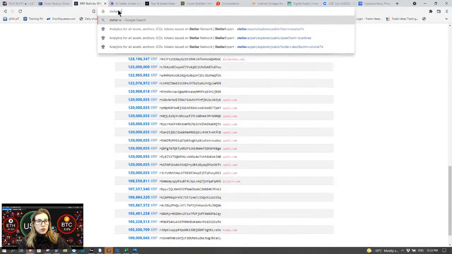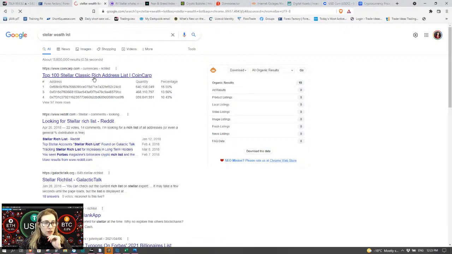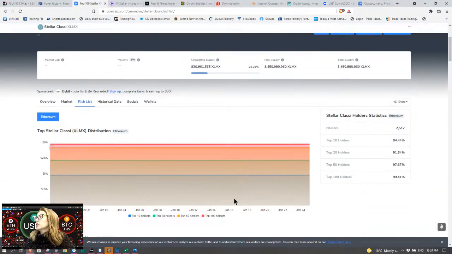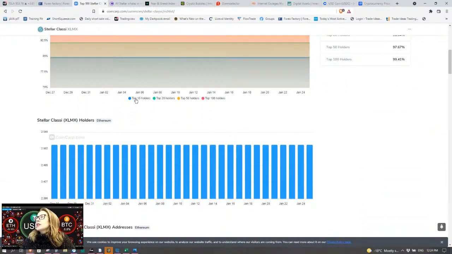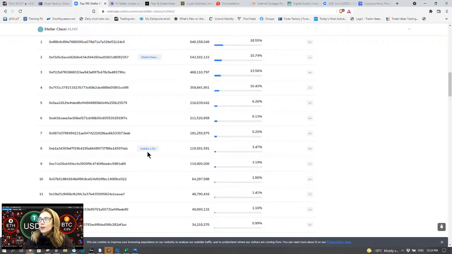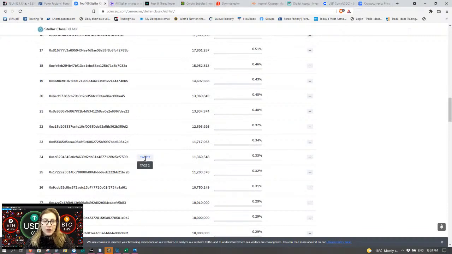I don't know if there is an XLM Stellar wealth list for fun. Stellar wealth list. So here are the richest ones, right? It'll tell us the richest addresses. Circulating supply under CoinCarp. Okay, new site, don't know it. Top 10 holders own almost 85%, right? Now, what you could do if you're getting really curious, oh look, Stellar Classics Deployer. Here we have the major holders as well that have labels on them.